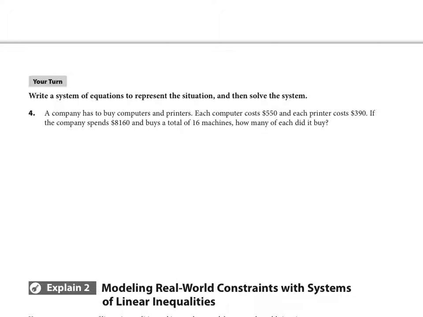So the 16 machines and this total right here, machines refers to the computers and the printers. And the question is how many of each, in this case, how many computers and printers did it buy? It's important to know that because we want to choose the variables we're using in our system to represent what we want to find out. So C is going to be the number of computers, and then P is going to be the number of printers.